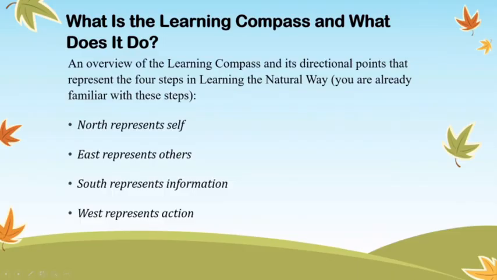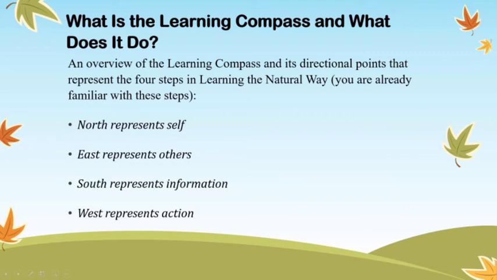Here's an overview of the Learning Compass and its directional points that represent 4 steps in learning the natural way. First, North represents self. Here, the learner decides what information or skill she wants to learn, why she wants to learn it, and what she already knows and has experience related to the subject. Second, East represents others. The learner finds out what other people know about the subject. These people may be family, friends, or other learners in the learning experience itself. The learner links what she knows with what they know.